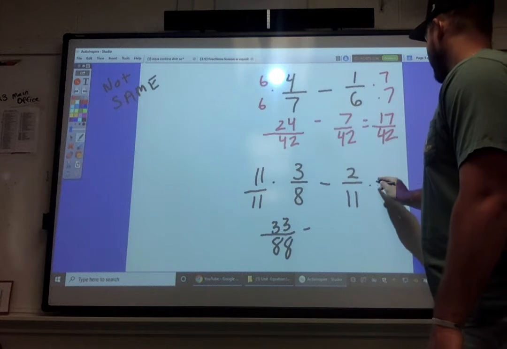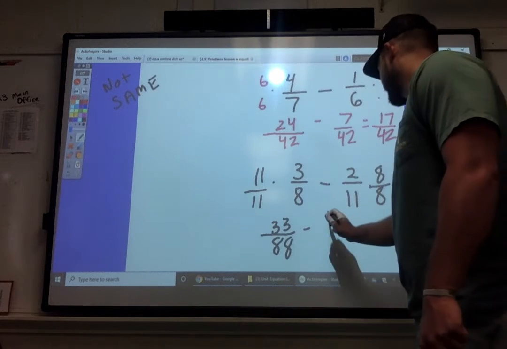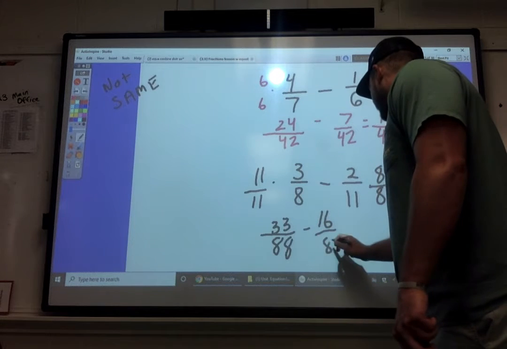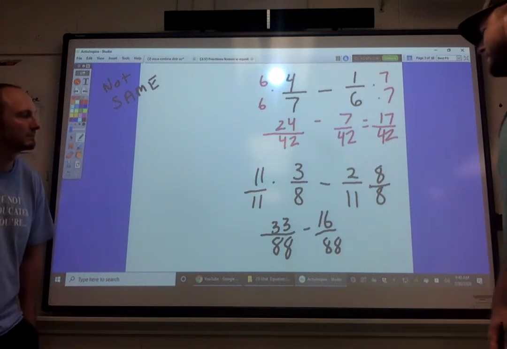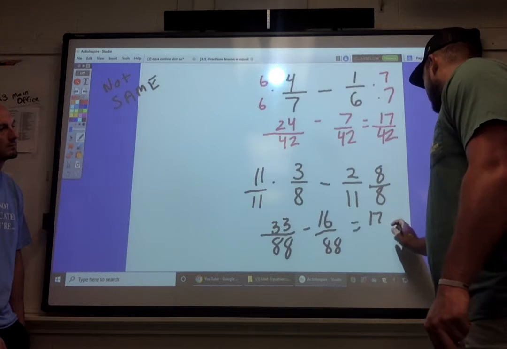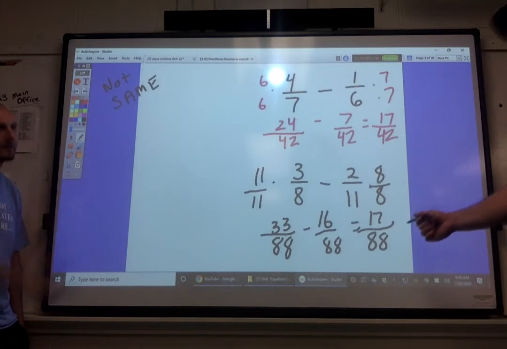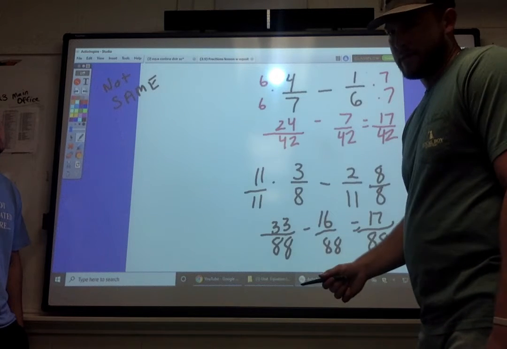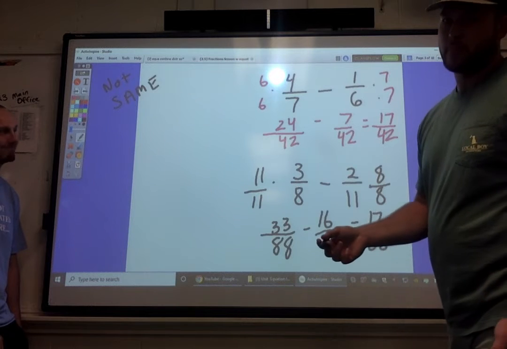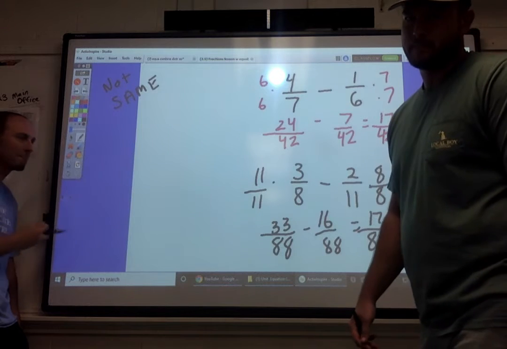Now I'm going to multiply by 8 on this side. 2 times 8 would be 16. 11 times 8 would be 88. So 33 minus 16. 33 minus 16 would be 17 over 88. Now, could we reduce 17 over 88? Maybe you're not quite sure. I'll go ahead and tell you you could not. 17 is a prime number. Can we reduce up here 17 and 42? Could not. Right?